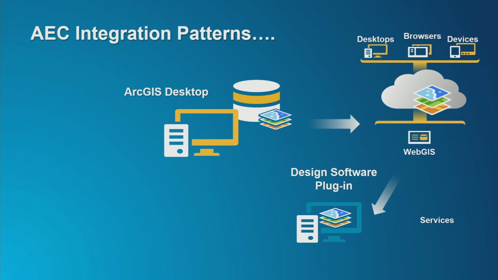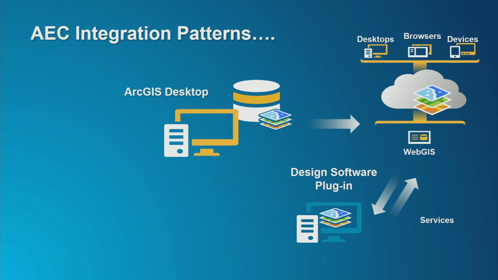Oftentimes, the design constraints that we work in, soils and the topography, wetlands, flood information, are all useful information in the design process and really are our design constraints. And where is that information generally found? It's found and managed by people in the GIS. We want to be able to access that information, but we also want to contribute. We want to be able to edit.